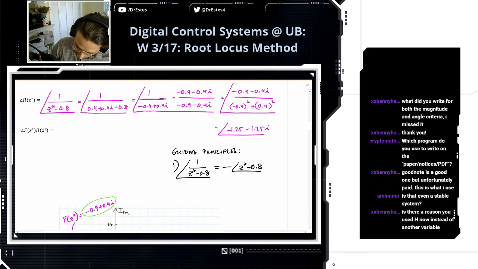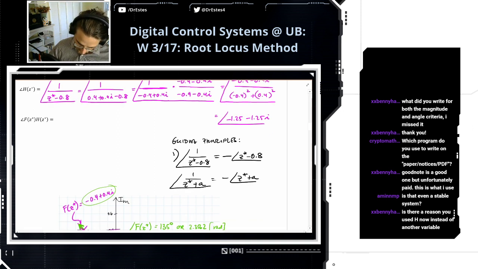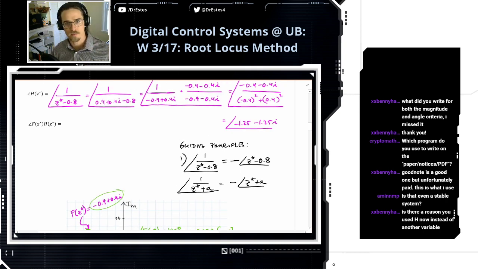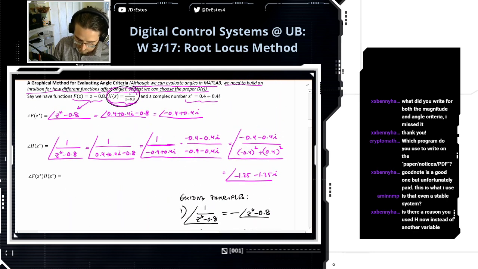So in general, because this could apply to other things as well, if you had 1 over z star plus some scalar a, that would always be the negative of the angle of z star plus a with that factor in the numerator instead. Okay, so that's principle one. We see that the angles were reversed, and the only difference in the functions was that one was the same function, but in the numerator.